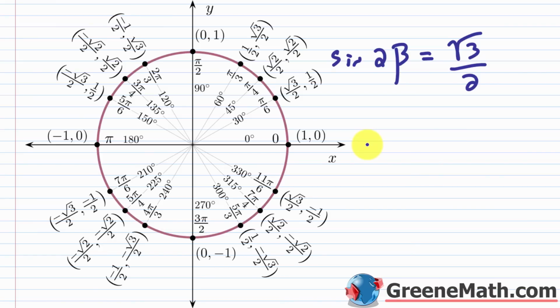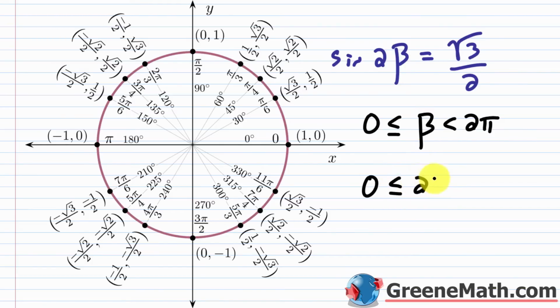All right, there are quite a few ways you could solve this. What I'm going to do is stick to the method that the book uses because we're solving over a specific interval. We're not giving the general solution. So I'm going to start with the interval we were given. So we have beta is greater than or equal to 0 and less than 2 pi. Well, right now I have 2 beta. So I'm going to multiply each part of this inequality here by 2. So 0 times 2 is still 0, and this is less than or equal to beta times 2, which is 2 beta.